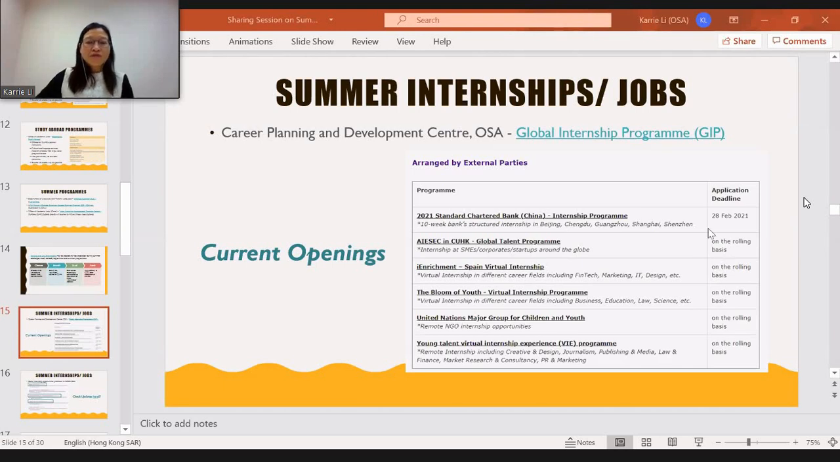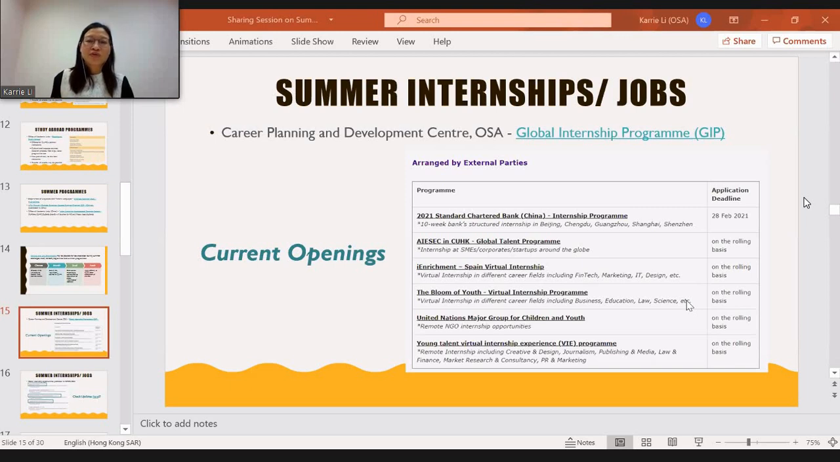So for when we are planning our summer, the other major area that you can consider is doing summer internships and summer jobs. Actually, I'm not going to go into very much detail about how you should prepare to apply for internships in this sharing session, because on the coming Friday, the 8th of March, we are going to have another sharing session, particularly on this topic.